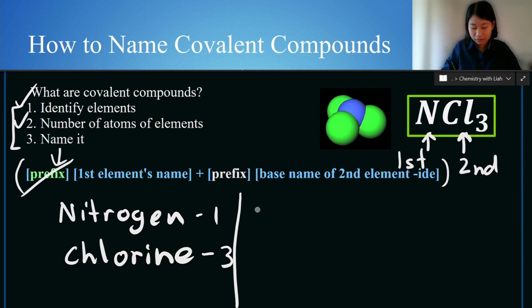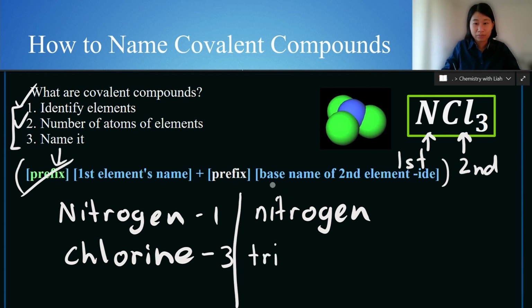So we're just going to put the nitrogen, and then we're going to have the prefix of the second element, and then we're going to do the base name of the second element with the ending IDE. So let's do the prefix first. We said there are 3 chlorine atoms, which corresponds to tri, and we know that the base name of chlorine is just going to be chlor, and we're going to put the ending IDE.